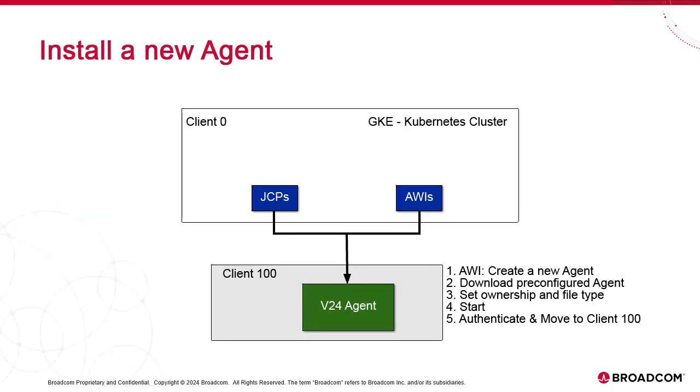Although we have limited access to Client 0, we still have control over agent procedures. We need access to two endpoints. The first is AWI for end user access. You could also use the REST API, but that is out of scope. The second is the JCP URL for the agent to connect and authenticate.